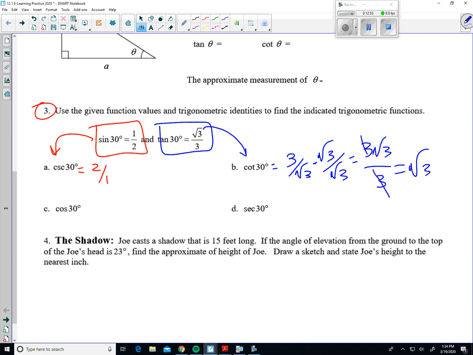So you might be saying, well, how do I get cosine and secant from this? We got to start drawing pictures. Again, if you just want to use the top up there as a mirror, I'll just draw that as my mirror picture. And I'm going to call that my 30-degree angle.